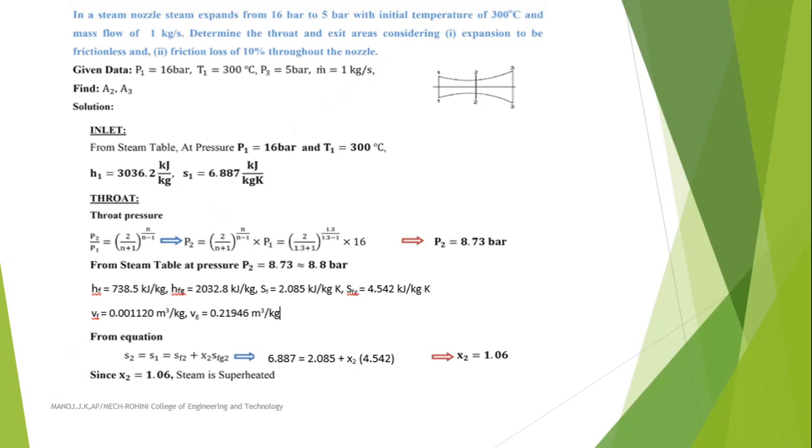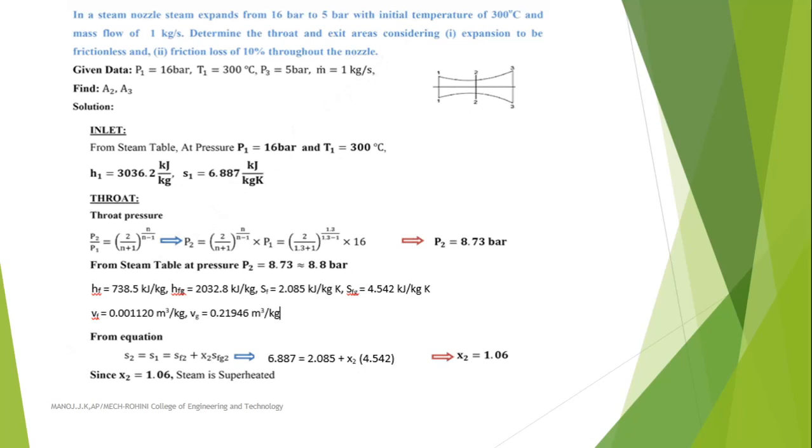At first, look at the first line, the steam nozzle. Steam expands from 16 bar to 5 bar. Nozzle is a device which is used to increase the kinetic energy, and the pressure is dropped. And hence here it is expanded from 16 bar to 5 bar. Therefore, the pressure drop as shown here. The process in the nozzle is expansion. The expansion process is carried out in the nozzle. Therefore, the expansion is isentropic. Therefore, for isentropic expansion, the entropy remains constant throughout the process.